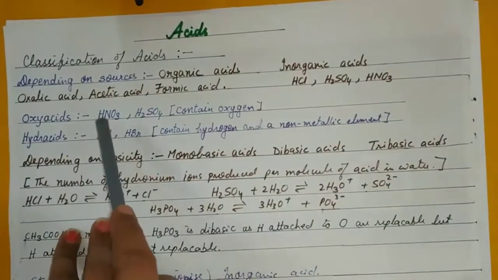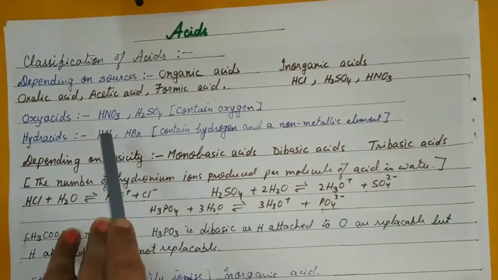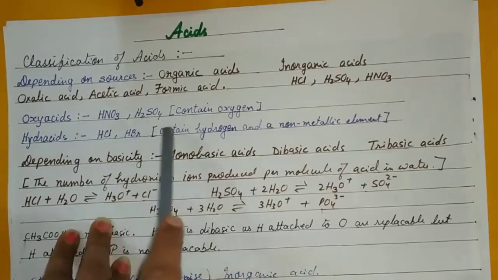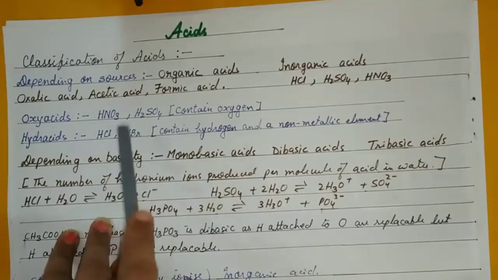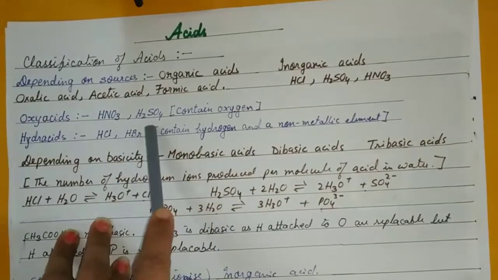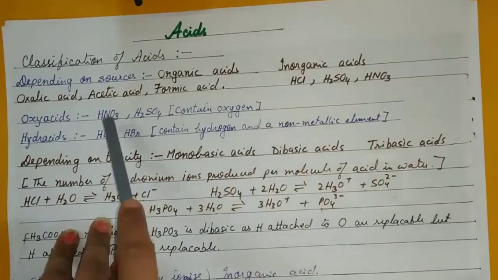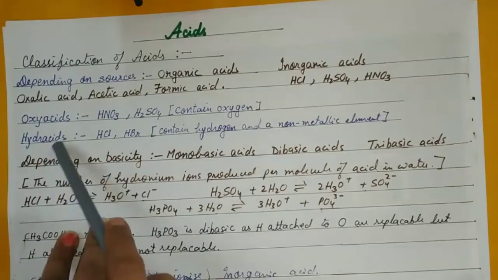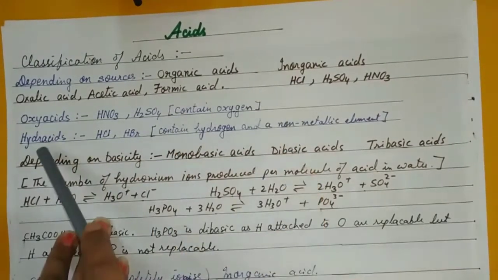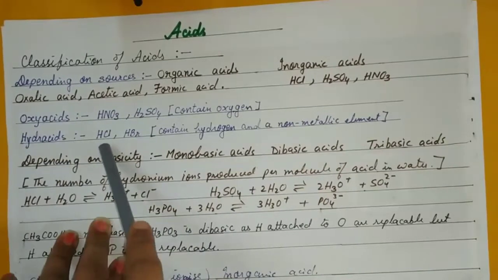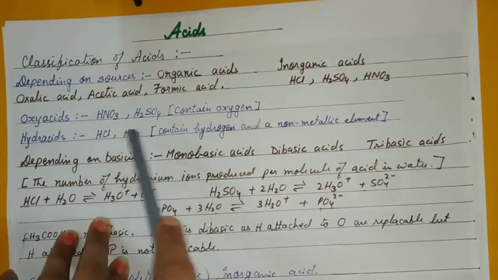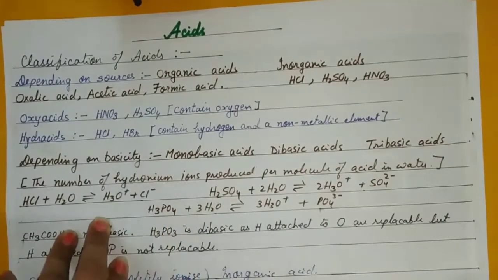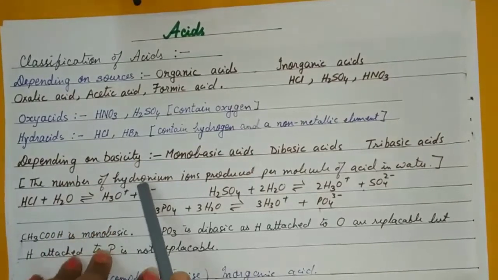Then on the basis of oxygen present in the compound. So an oxyacid means at least one oxygen atom will be there: nitric acid, sulfuric acid. See, HCl does not have oxygen, but sulfuric acid and nitric acid have oxygen in their molecule. Similarly, since oxygen is not there, they are named as hydracids, like HCl, HBr, and these are normally non-metallic elements present along with hydrogen.